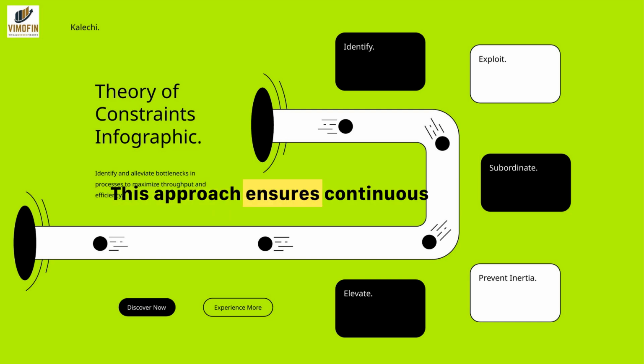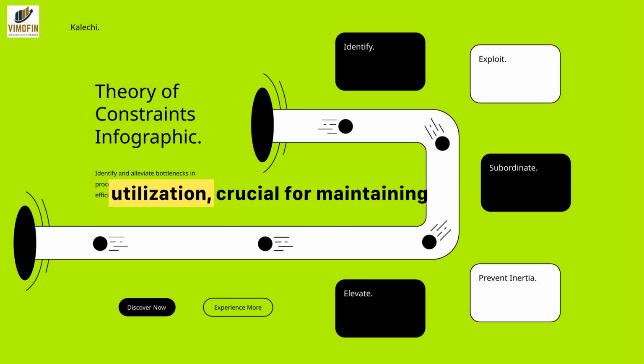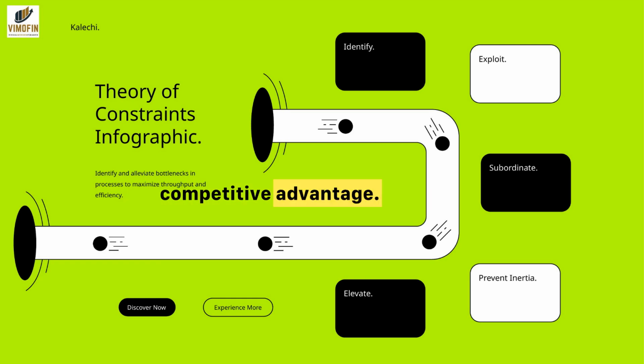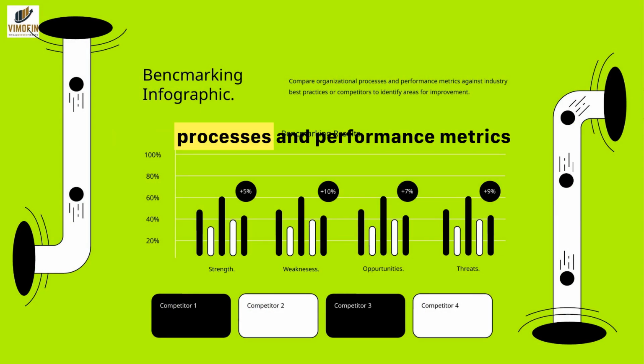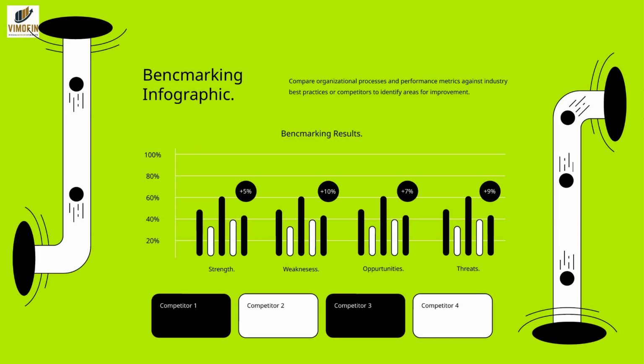This approach ensures continuous improvement and optimal resource utilization, crucial for maintaining competitive advantage. Benchmarking involves comparing organizational processes and performance metrics against industry best practices or competitors. This helps identify areas for improvement.